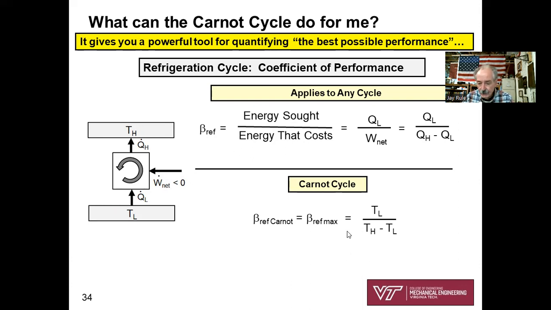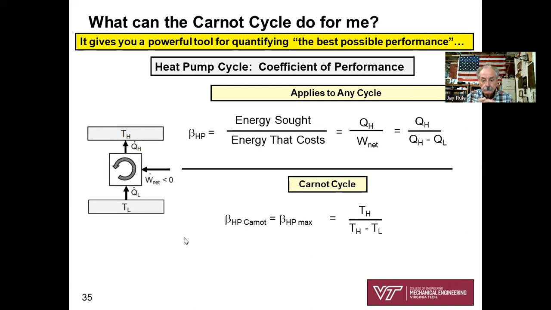Okay, I think you can also answer it on the Carnot side as well. It's a powerful tool for quantifying the best possible performance of a refrigerator. You can put a bound on this. Not anything is possible. Same thing for a heat pump. So remember the heat pump. Now you see the repetition here.